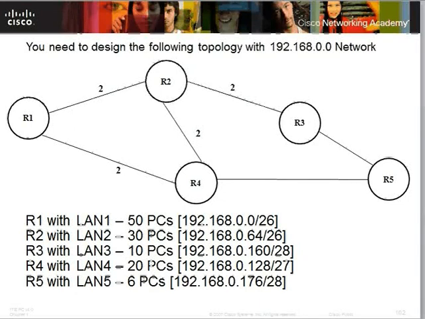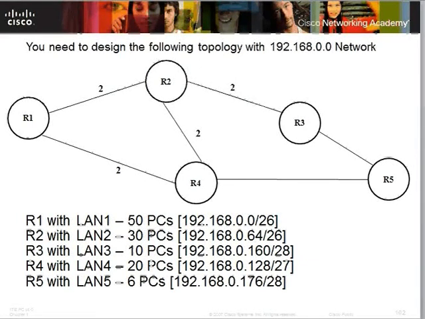In this segment we will be discussing how to design a topology using IP addressing, subnetting and all. Here you need to design the following topology given by this network. This is the original class C network, 192.168.0.0, and the requirement is that the connectivity among these routers is as given in the picture.